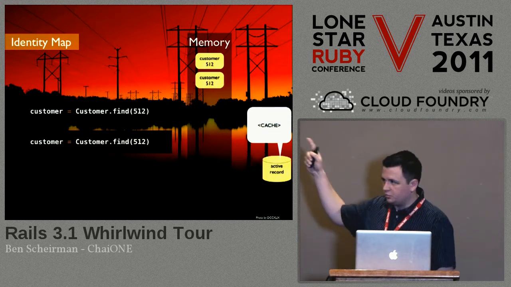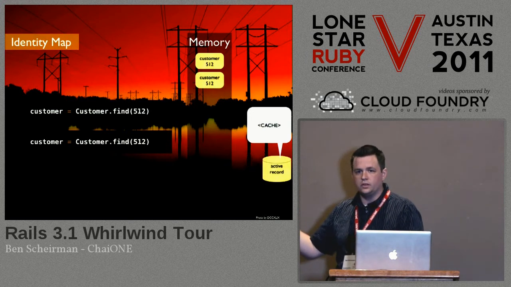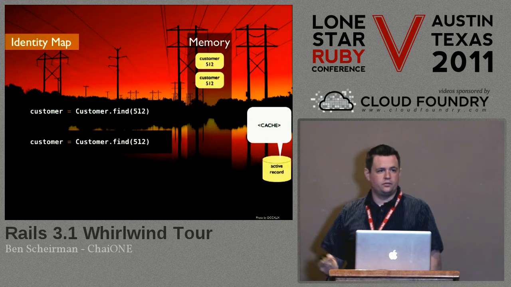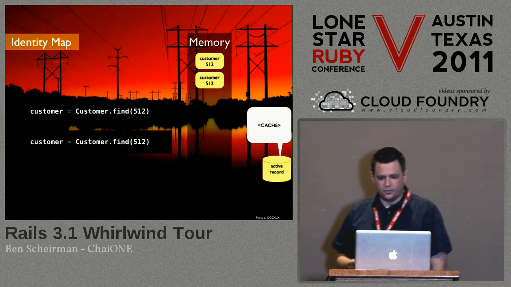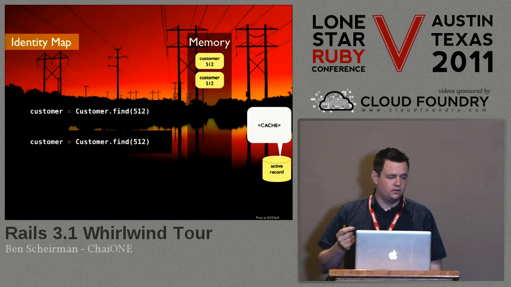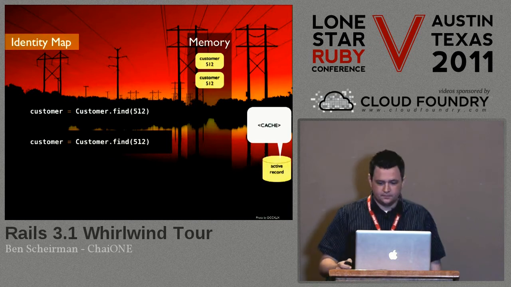Now, if you were to take customer 1 and customer 2 and do an equality comparison on them, it'll return true, because they're overriding the equality operator and they're comparing the primary key. But it's two separate objects in memory.